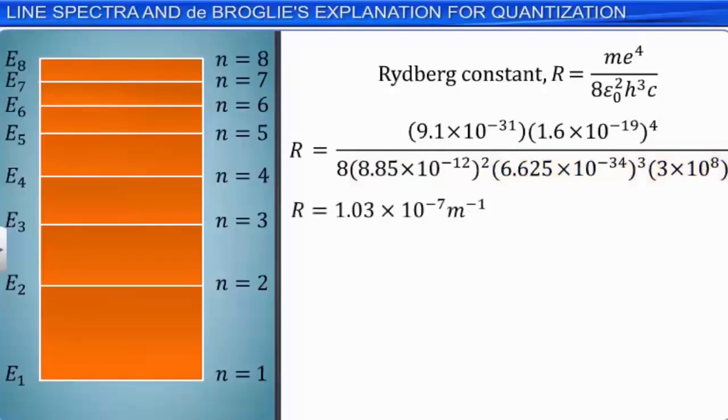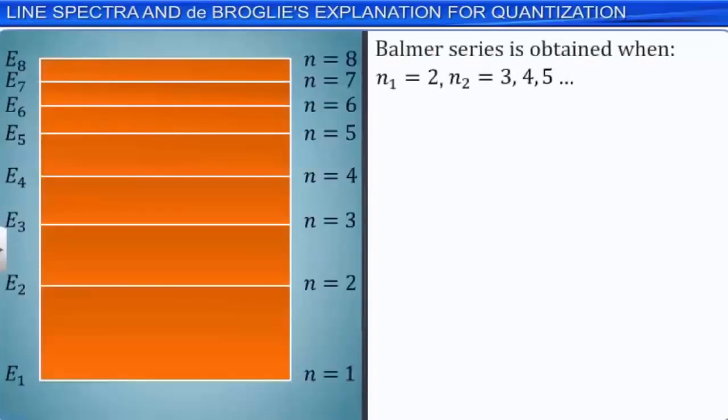This value of R is very close to 1.097 × 10 to the power 7 per meter, which is obtained from the empirical formula of Balmer. This agreement between the theoretical and experimental values of Rydberg's constant provided a direct and striking confirmation of Bohr's model of the atom. So, when we substitute n1 equal to 2 and n2 equal to 3, 4, 5 and so on, we get the Balmer series.